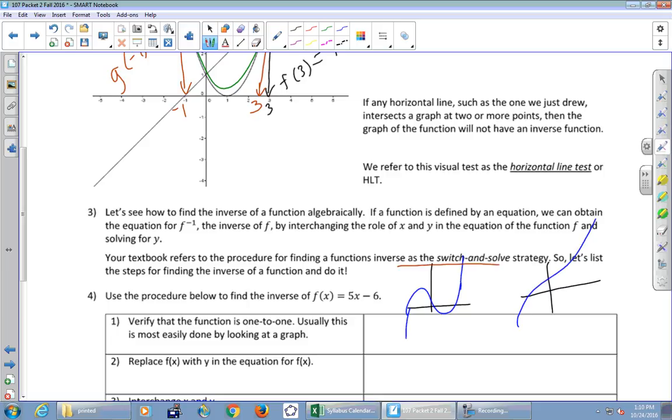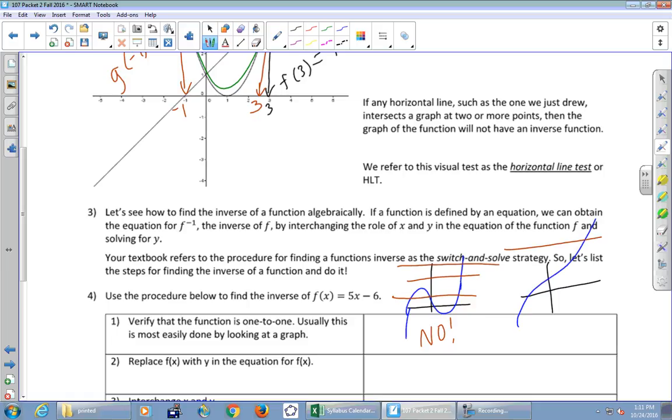How many times does that hit the graph? Just once. That's okay. How many times there? Just once. How many times there? 3 times. As soon as you find a horizontal line that hits more than once, the inverse is not a function. So this one is a no to the question that I haven't written, but the question is, is the inverse a function? No. As soon as you find a horizontal line that hits more than once, it's a no.